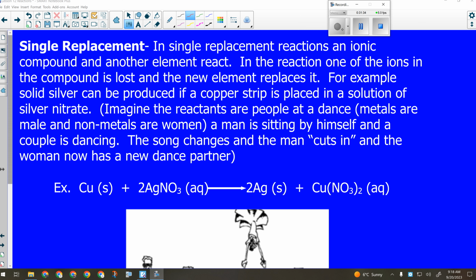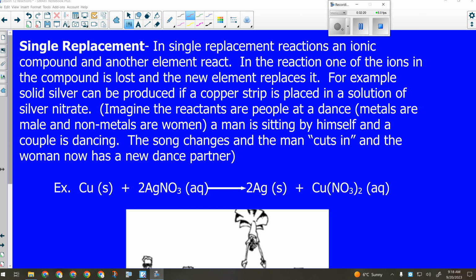So what happens in a replacement reaction is that some part of the ionic compound is getting, oddly enough, replaced. In a single replacement reaction, we would have an element reacting with an ionic compound. In this case, we have copper reacting with silver nitrate, which is an ionic compound. What this would look like is a clear solution of silver nitrate, and I put a piece of copper in it, let's say like a piece of copper wire or a penny or something like that.